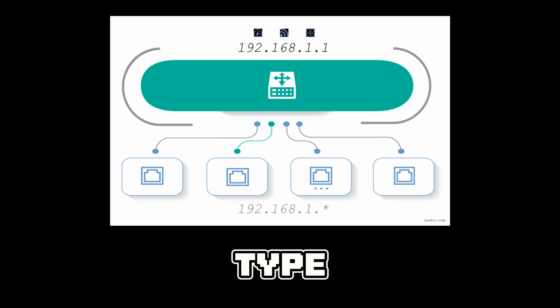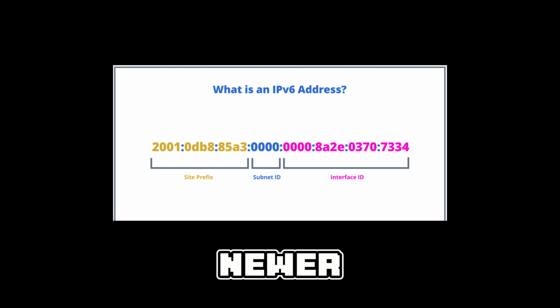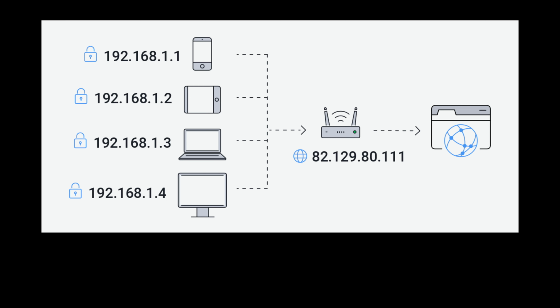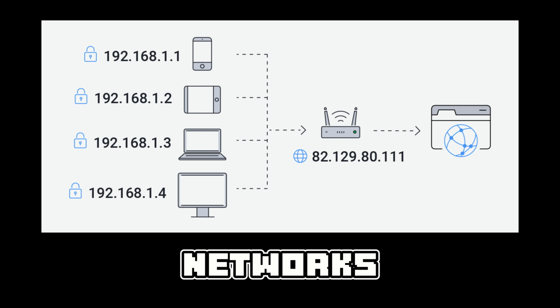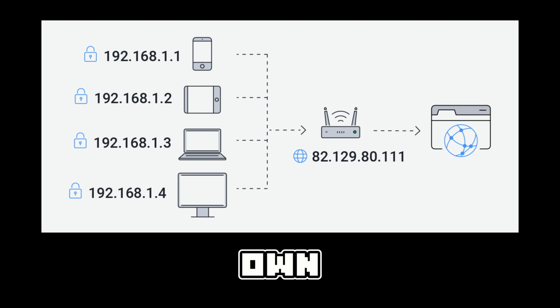IPv4, the most common type, consisting of four numbers separated by dots, like 192.168.1.1. IPv6, a newer format designed to handle the growing number of devices. It looks more complex, like 2001:0DB8:0000:0000:0000:0000:0370:7334. IP addresses can also be public or private. Public IPs are used to communicate over the internet, while private IPs are used within local networks, like your home Wi-Fi.